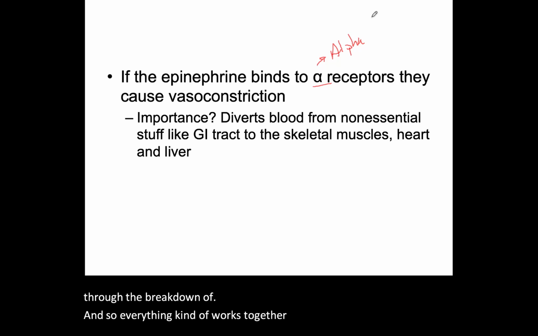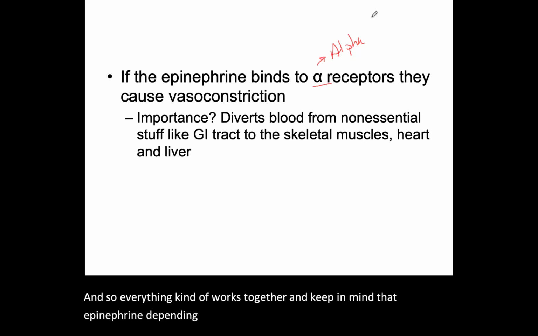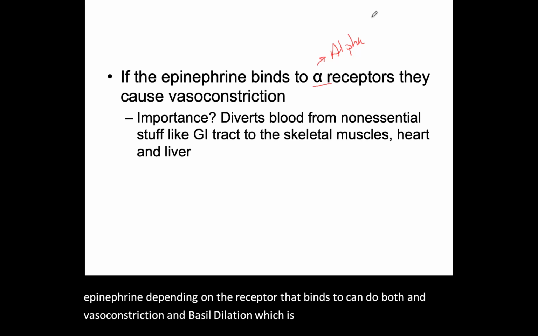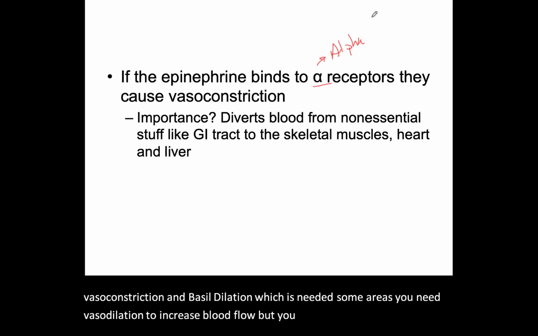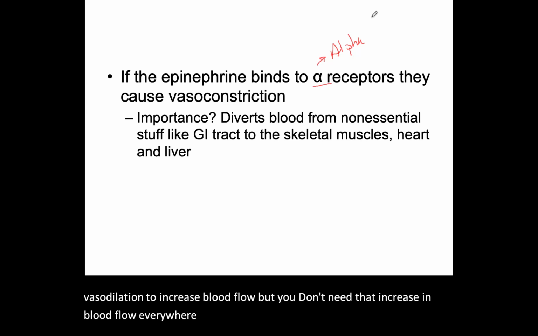Keep in mind that epinephrine, depending on the receptor that it binds to, can do both vasoconstriction and vasodilation, which is needed. In some areas you need vasodilation to increase blood flow, but you don't need that increase in blood flow everywhere. And so that's what the alpha receptors do.